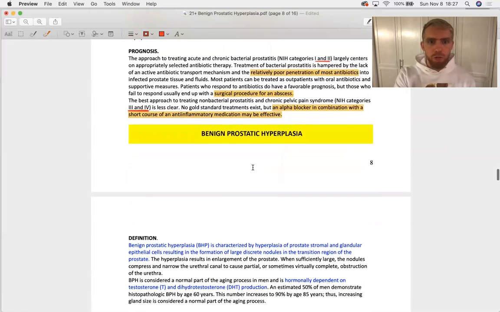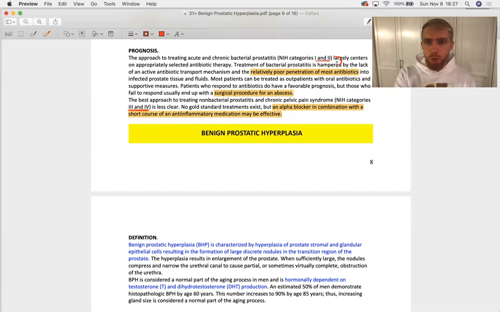So prognosis. For categories 1 and 2, the bacterial prostatitis, you're going to throw a lot of antibiotics at them, but if that doesn't work, you might have to open up the prostate and drain an abscess. Now, for the non-bacterial prostatitis, you can throw an alpha blocker in there, and you can throw an NSAID at them, and that alone might be enough to get some remission of symptoms.